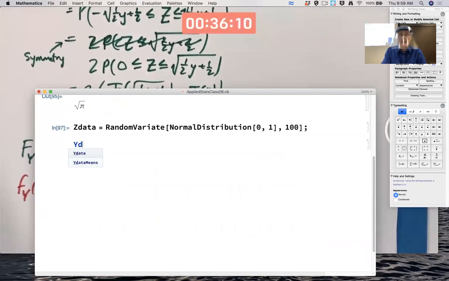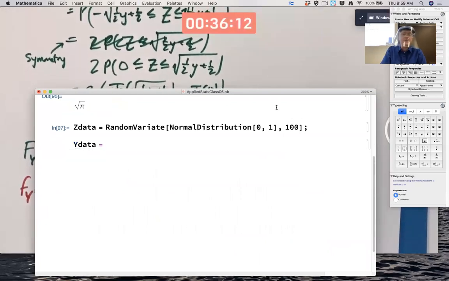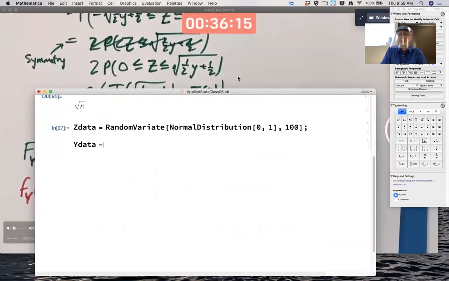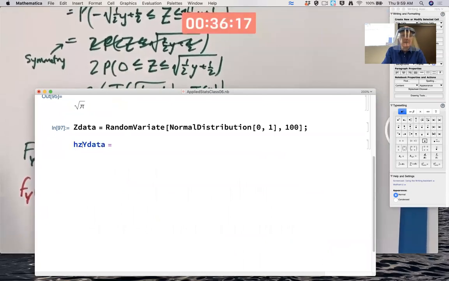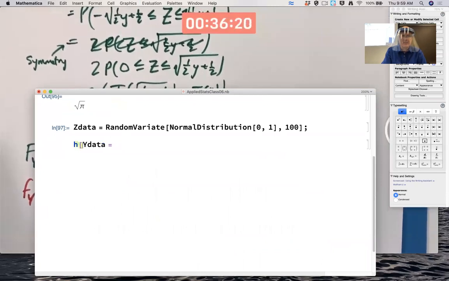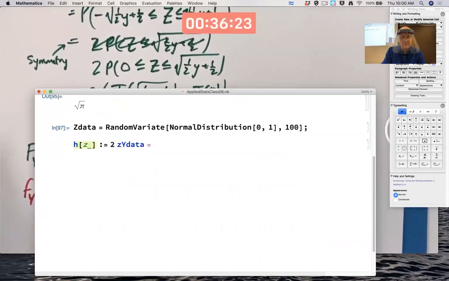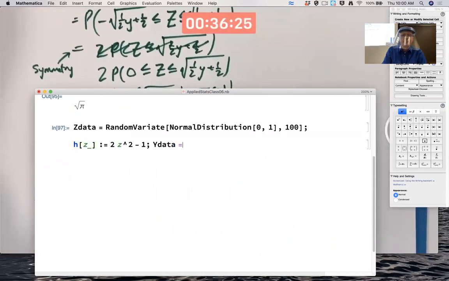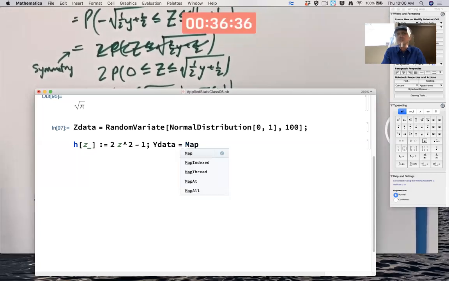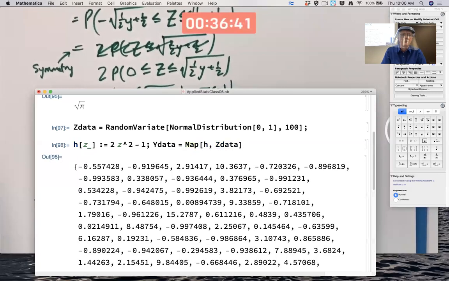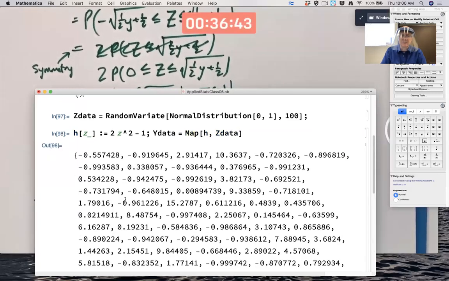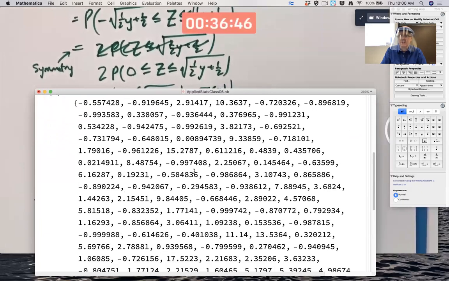And Y data, well, I need to define my transformation here. 2z squared minus 1, maybe I should call that h of z. To obtain Y data from Z data, I want to apply that function to all the Z data values. Map h over Z data. None of those numbers are less than -1, though many of them could be close to -1.